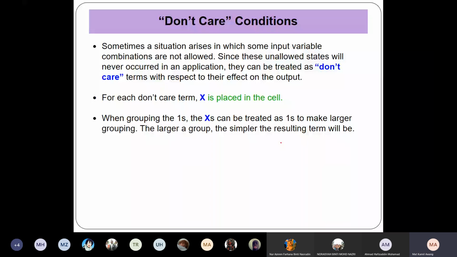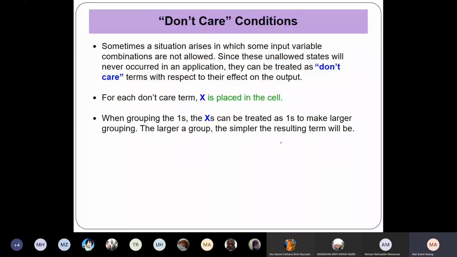Okay, now we go into don't care conditions. So don't care is basically where you have the cell which is undefined. It does not matter whether it's 0 or 1. It's not defined. So sometimes a situation arises in which some input variable combinations are not allowed. Since these unallowed states will never occur in an application, they can be treated as don't care terms with respect to their effect on the output.